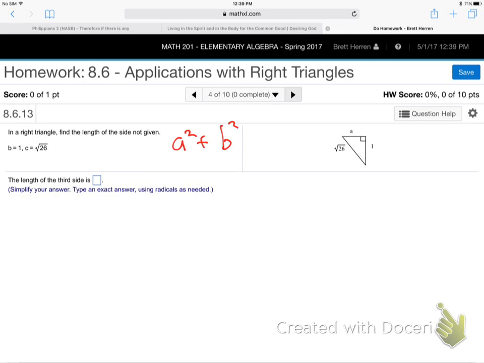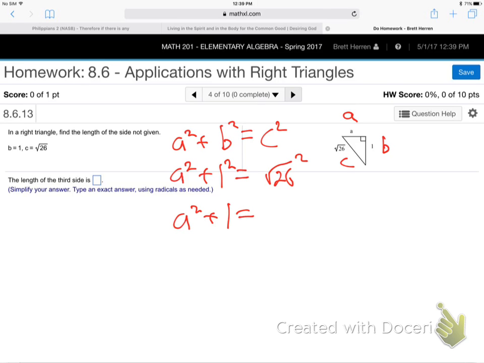So a squared plus b squared is c squared. This is a, b, c. So 1 squared and root 26 squared. Good so far? One squared is 1. What's the root of 26 squared? Yeah, remember? Roots and squares cancel. It's just plain 26. Does that make sense there?